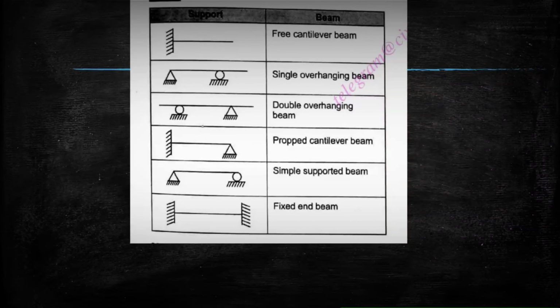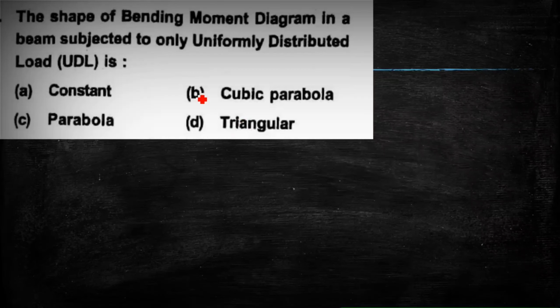On to the next question we have, this is a cantilever beam, this is a single overhanging beam, this is a double overhanging beam, this is a propped cantilever beam, this is a simply supported beam, and this is a fixed beam. Moving to the next question, we have the shape of the bending moment diagram in a beam subjected to uniformly distributed load.